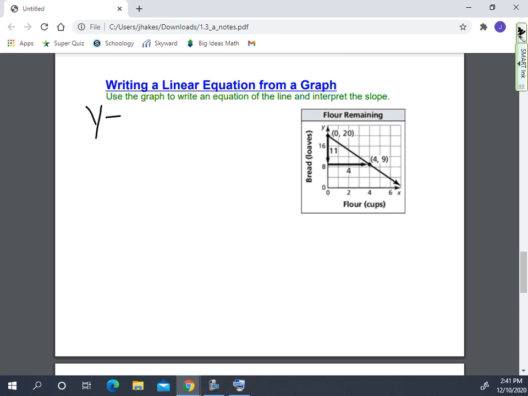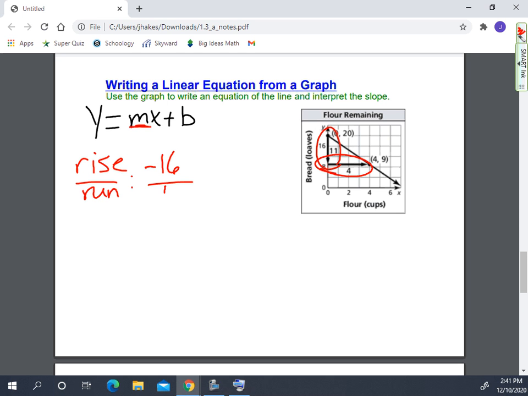Alright, again, we want an equation y equals mx plus b. Our m is our slope, and our slope is our rise over run. Much like the one you tried, this has a negative rise. It goes down 16. And our run goes to the right 4, so it's positive 4. If we simplify negative 16 over 4, we're left with negative 4, which is a great thing.